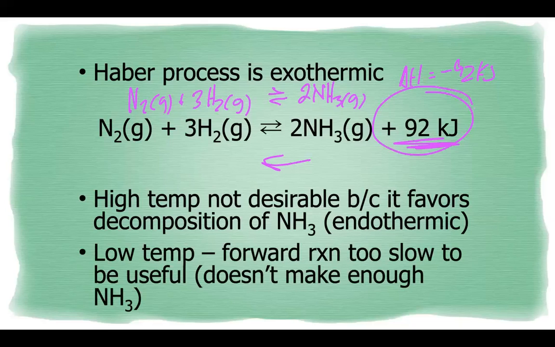But here's another problem. If our temperature is too low, then the forward reaction is going to proceed at too slow a rate to be useful. We're not going to make enough ammonia.